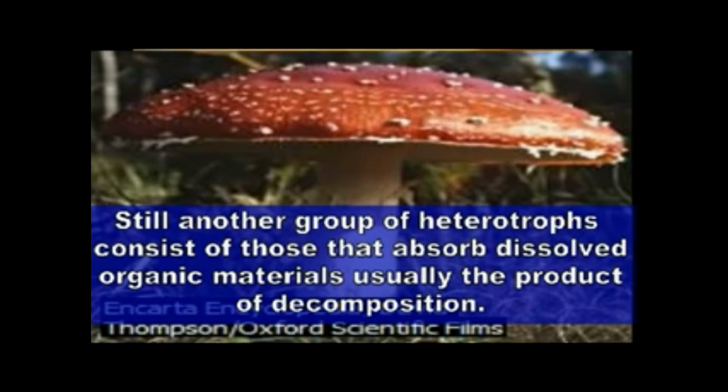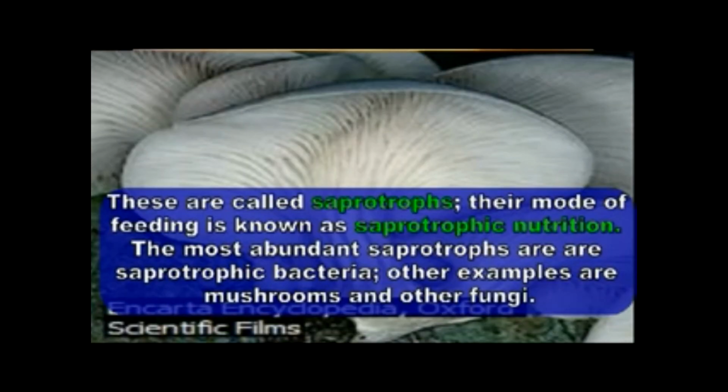Still another group of heterotrophs consists of those that absorb dissolved organic materials, usually the product of decomposition. These are called saprotrophs. Their mode of feeding is known as saprotrophic nutrition. The most abundant saprotrophs are saprotrophic bacteria. Other examples are mushrooms and other fungi.